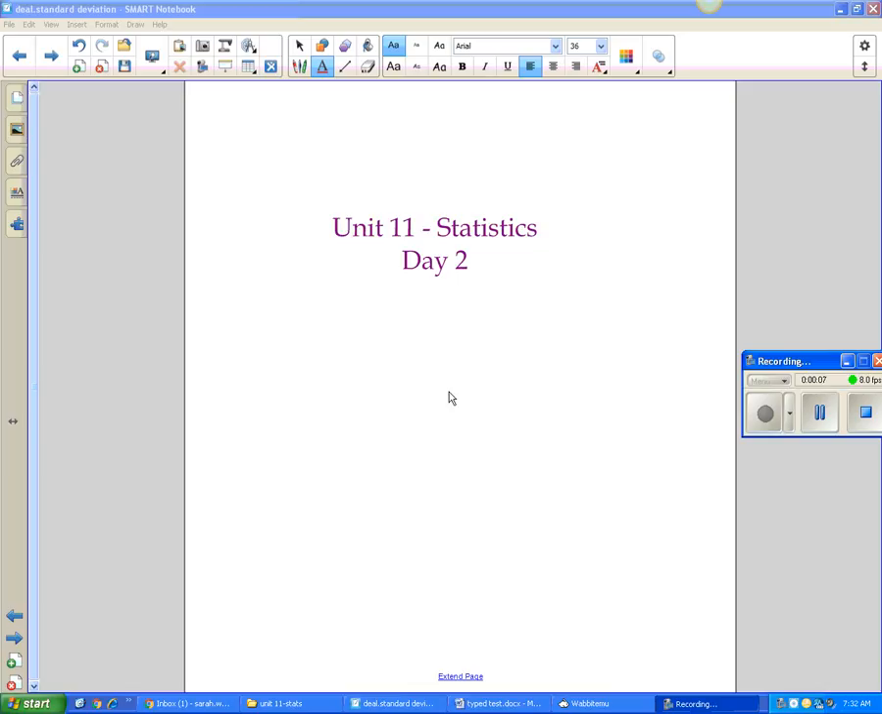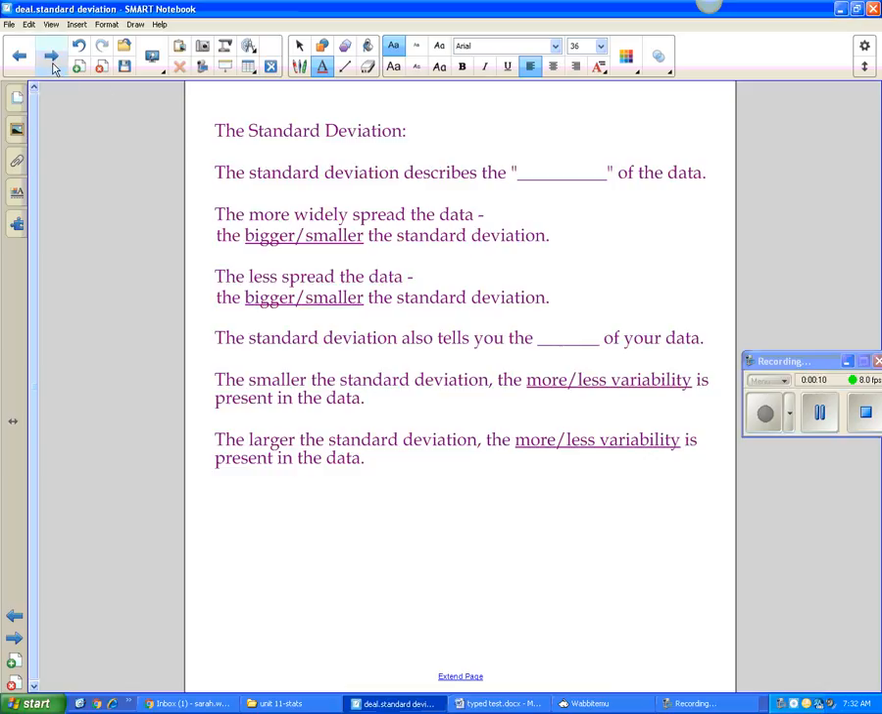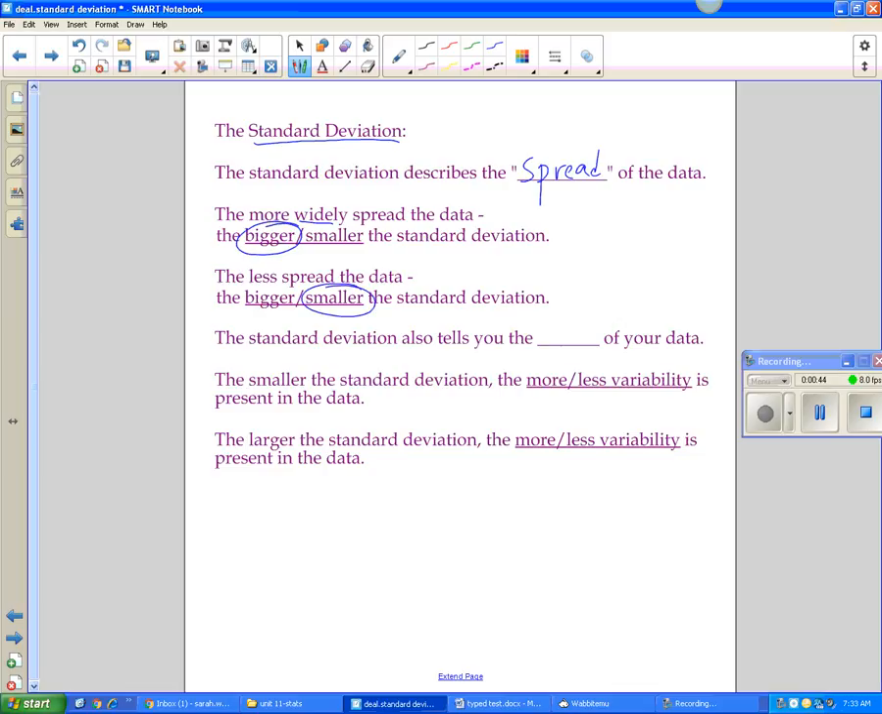This lesson is on standard deviation. The standard deviation describes the spread of the data. So when you see the word standard deviation, instead of thinking that in your mind, think spread. You kind of substitute them in for one another. The more widespread the data, the bigger the standard deviation. So the wider it is, the bigger the standard deviation. The less spread out the data, the smaller the standard deviation.